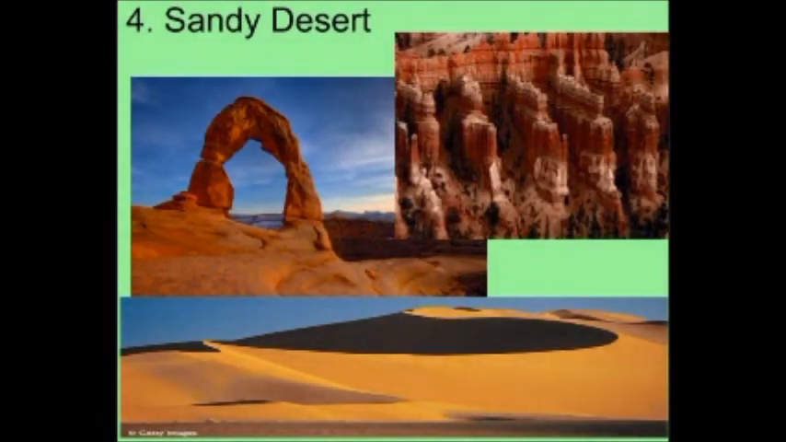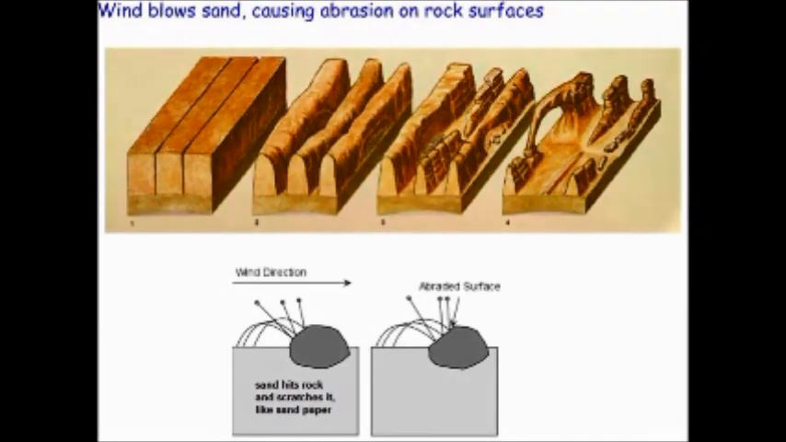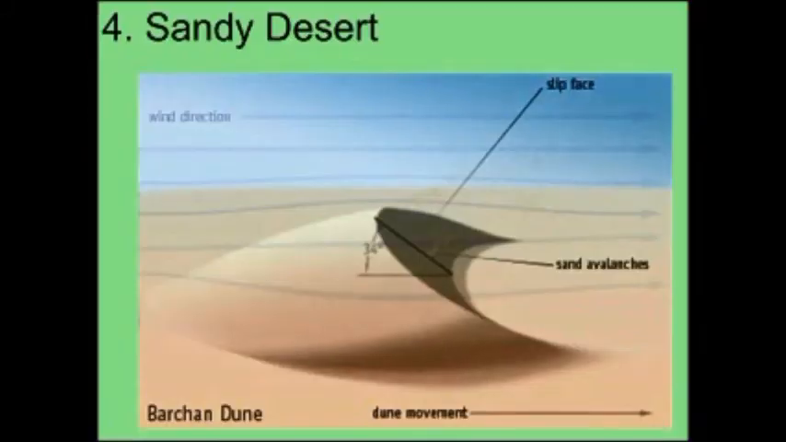The fourth environment is a sandy desert. Here we have sandstone that has been eroded by wind, and on the bottom we have loose sand which is turned into a dune. This diagram shows that wind can blast sand, causing abrasion on rock surfaces, which can sometimes create arches and other pillars and things like that. And if the sand is loose, it can create different kinds of dune formations which can migrate across a desert.